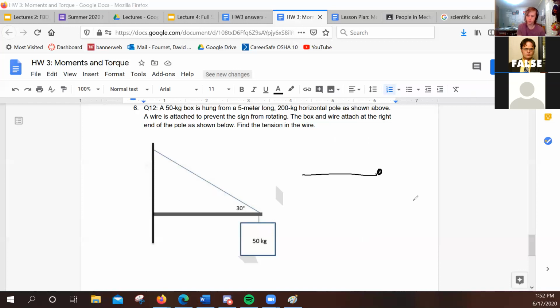So tension forces are just another kind of force, and they always act in the direction of the thing that they are, which is a wire or a cable or something like that. Basically the same as we were doing with other forces. So approaching this problem, what we're going to try to do is our equations of equilibrium.